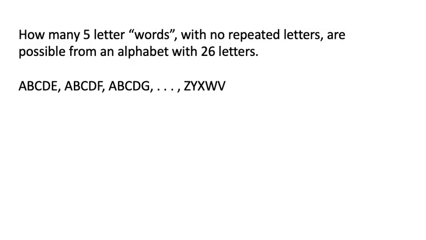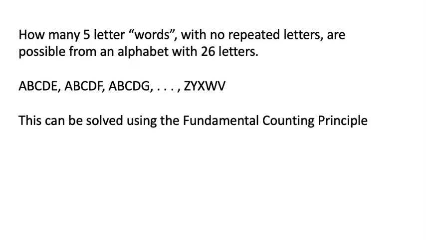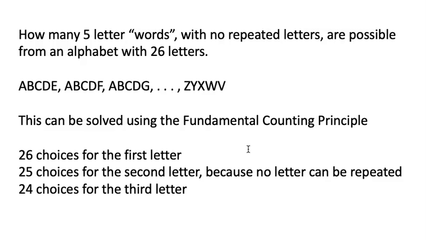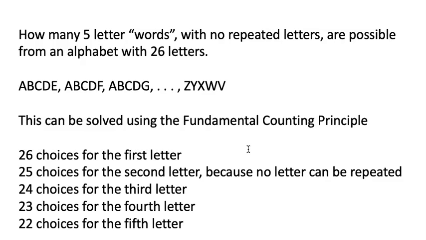So here we go: A, B, C, D, E, A, B, C, D, F, A, B, C, D, G, Z, Y, X, W, V, etc. Again, if we think about the fundamental counting principle, first slot I have 26 choices. Second slot, 25 choices. Third slot, 24 choices, etc. 26 for the first letter, 25 for the second letter, again because no letter can be repeated, 24 for the third letter, 23 for the fourth, and 22 for the fifth. Those are all of our possibilities, number of choices.